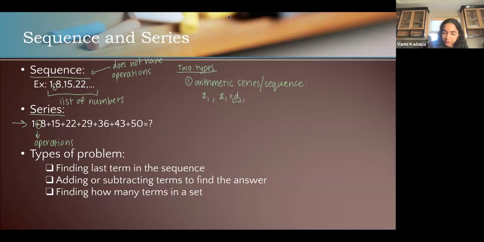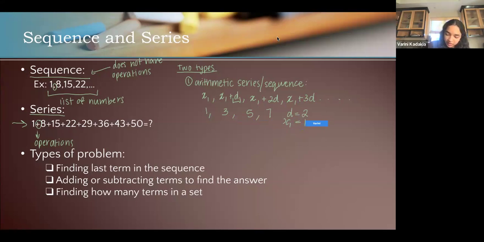So if you keep going, it'd be x1 plus 2d, and then x1 plus 3d, and it just keeps going. If we were to look at a real example, we could have 1, 3, 5, 7. The common difference here would be 2, and the first term would be 1.